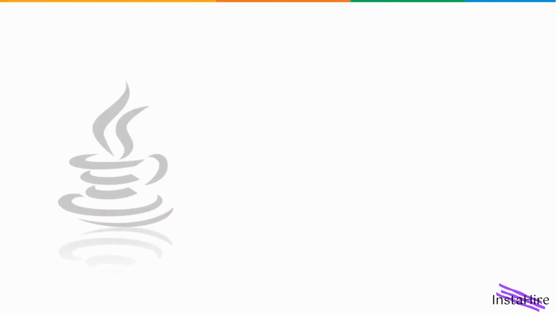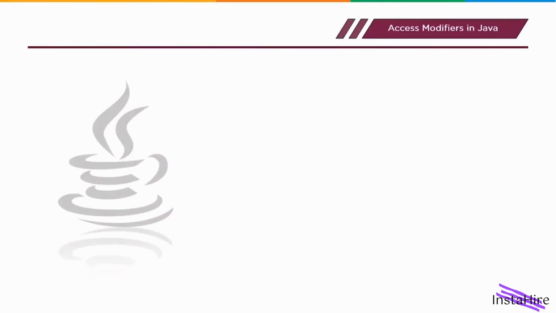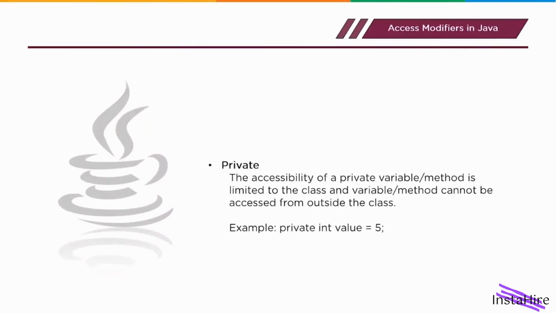Now let's continue with the next type of access modifier, which happens to be the private access modifier. The accessibility of a private variable or a private method is completely limited to a specific class, and it cannot be accessed anywhere outside the class. For example, we have a small line of code here: private int value = 5. We are using the keyword private, declaring a value of integer type, and storing the integer value 5 inside it.